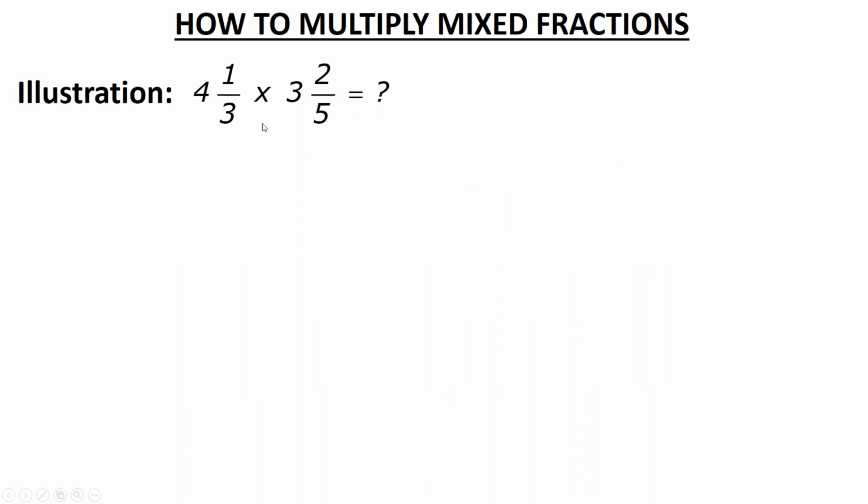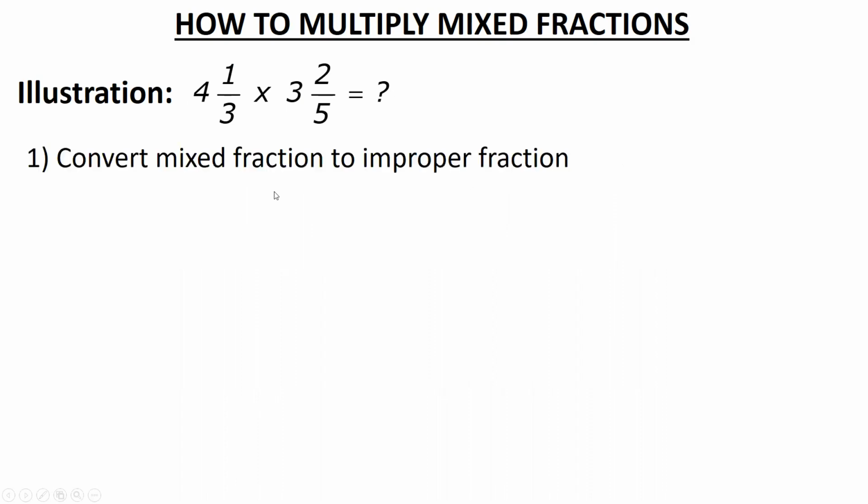So, first is to convert mixed fractions to improper fractions. Okay, say for example, 4 and 1/3. If we convert this one to an improper fraction, what would be the equivalent fraction? So to do that, let's follow the steps.